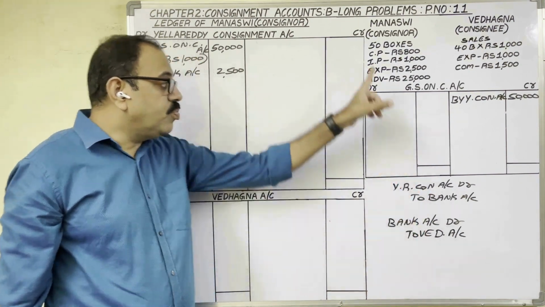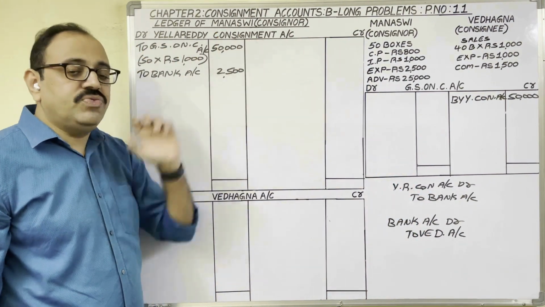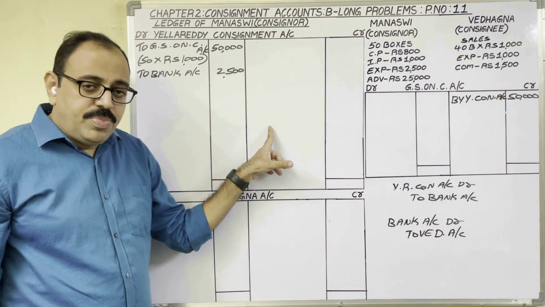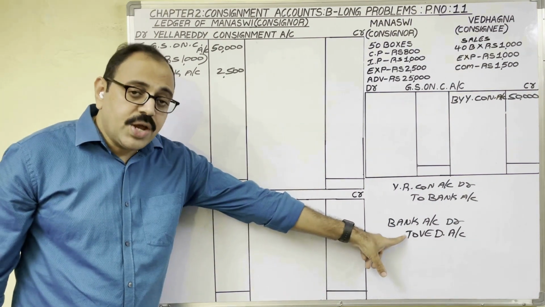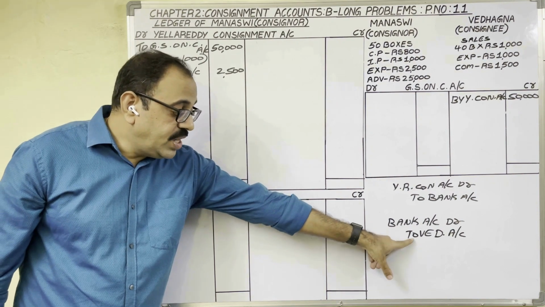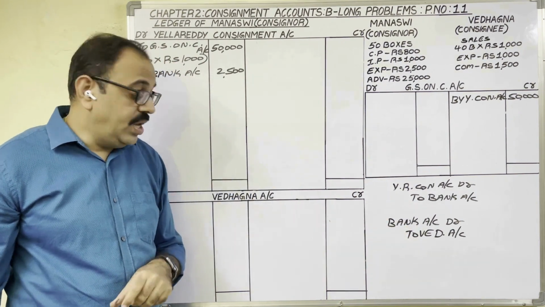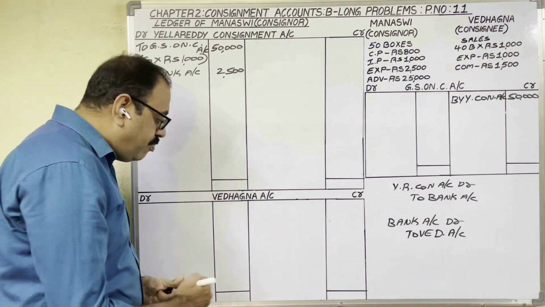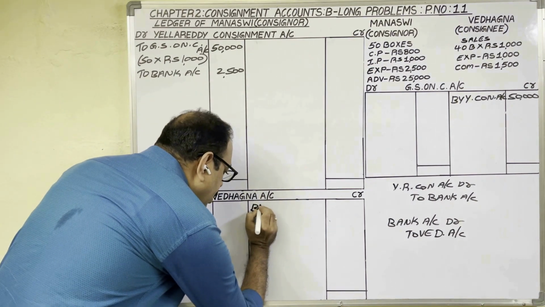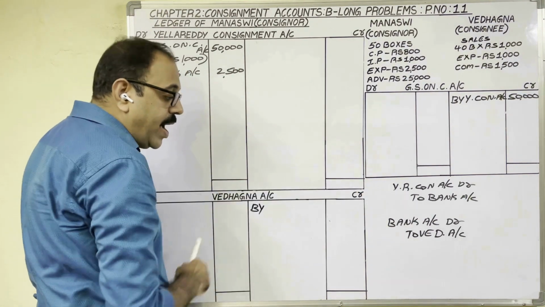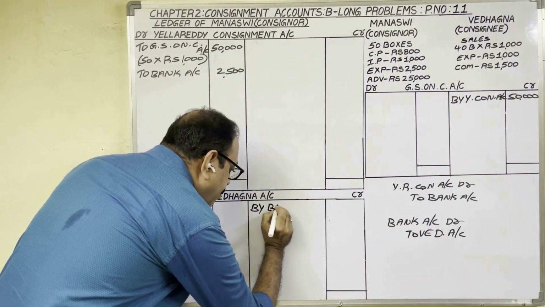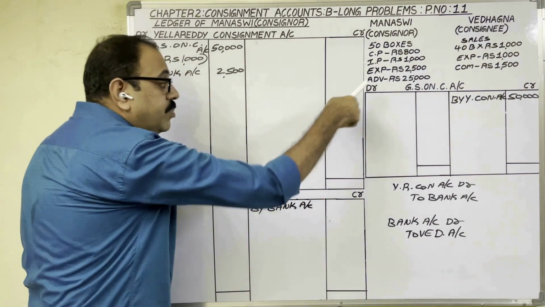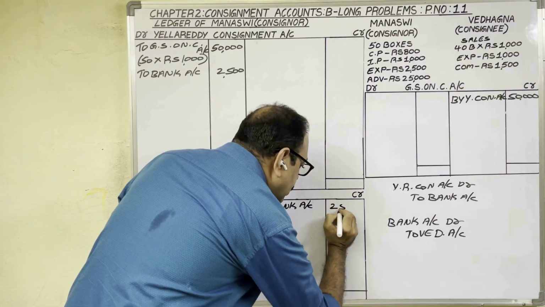Now this entry we should post in the ledger of Manasvi. Bank account we are not preparing. Vedagna account we are preparing. As Vedagna account is credited in the entry, in Vedagna's account credit side we should post this entry. So what to write by? Debit account name. We debited bank account. So: by bank account, advance amount 25,000 rupees.